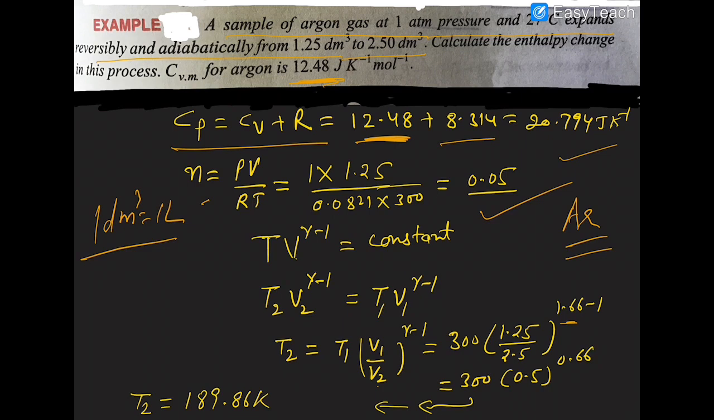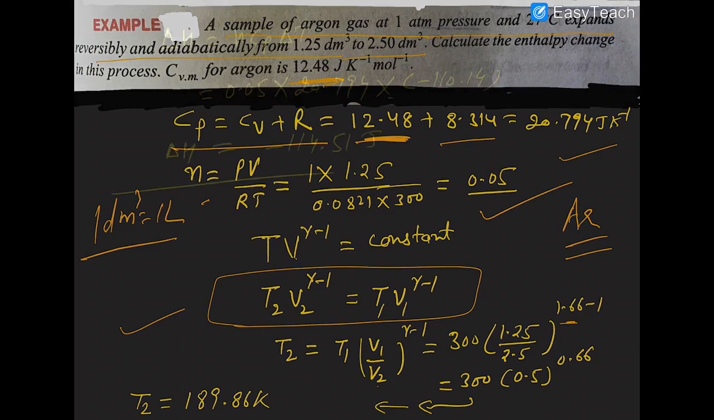So how much does it come out to be? T2 comes out to be 189.86. Just use this formula. Are you getting that in your mind now? Simply, it is the application of this formula.